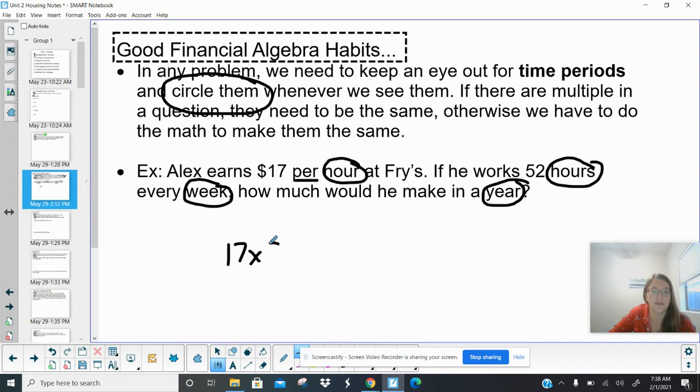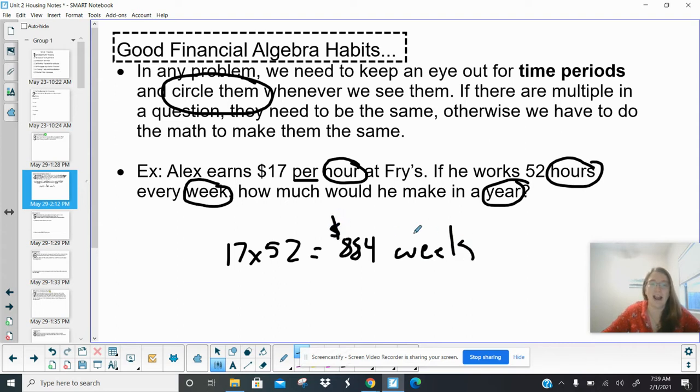So 17 times 52. Why did I do 52? That's a terrible number. There's a reason why it's a terrible number. I don't know why I chose 52. Again, we're just pretending he doesn't make any overtime. It's possible he doesn't. So this is $884 in 1 week.